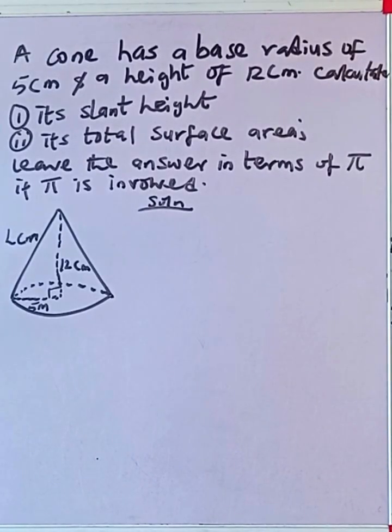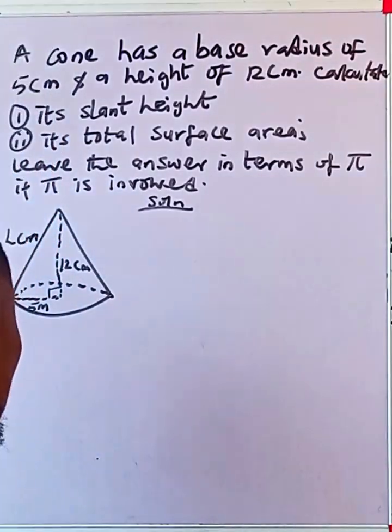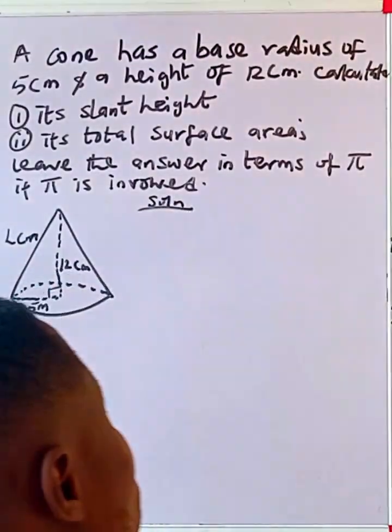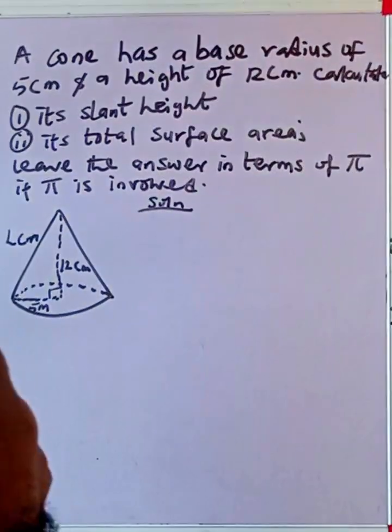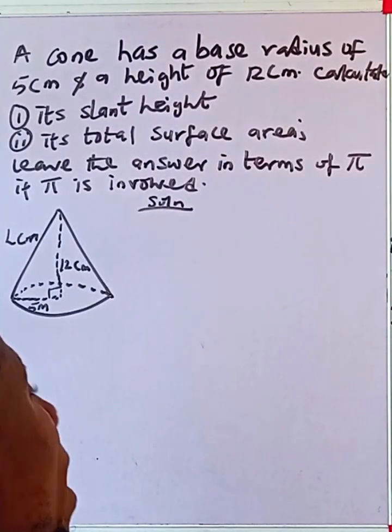Alright guys, so we have a question on a cone. It says a cone has a base radius of 5 centimeters and a height of 12 centimeters. Calculate its slant height. That's the first question. And the second question says calculate its total surface area. They also ask us to leave the answer in terms of pi.